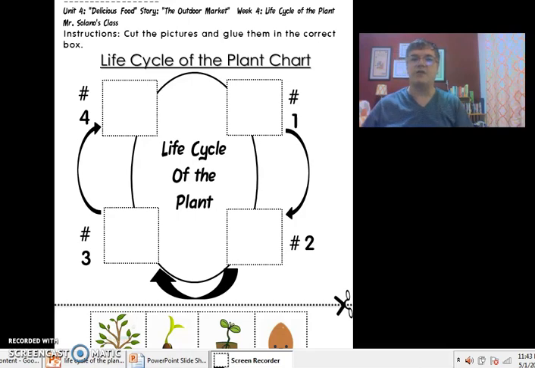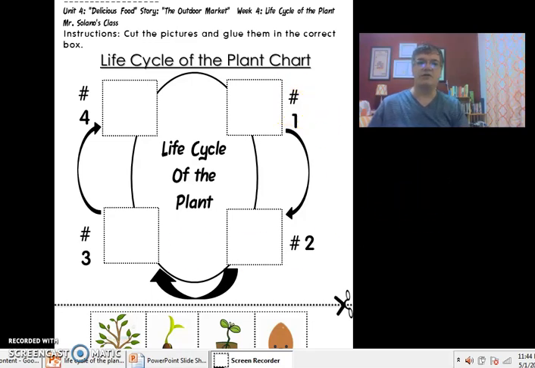We're going to use our life cycle. This is Unit 4, Delicious Food, story, The Outdoor Market, and this is our life cycle. A life cycle, the word cycle is like bicycle. The cycle is a circle, and it tells you that everything that begins at one place will come all the way back again. And this is actually like life, okay?